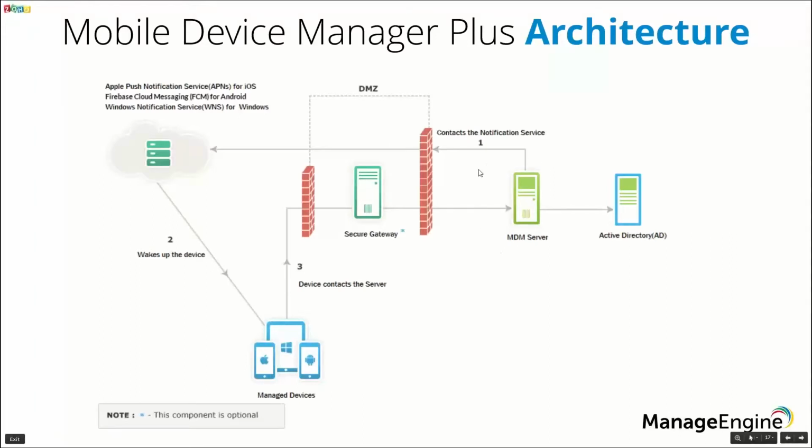And in case you're not okay with exposing your internal MDM server, then you have an additional, optional component called the secure gateway server, which will act like a relay between the MDM and your devices. Whatever connection happens through the internet will be received by the secure gateway server, and it will redirect the communication internally to the MDM and route it back.